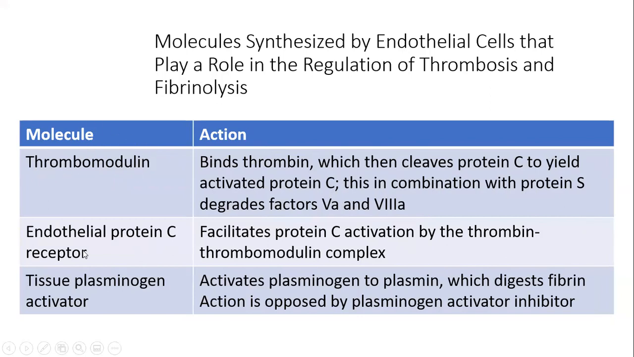Next would be your endothelial protein C receptor. It facilitates protein C activation by the thrombin-thrombomodulin complex. And lastly, we have your tissue plasminogen activator, which activates your plasminogen to plasmin by cleaving the arginine and valine bond. This activated plasmin is capable of degrading your fibrin.